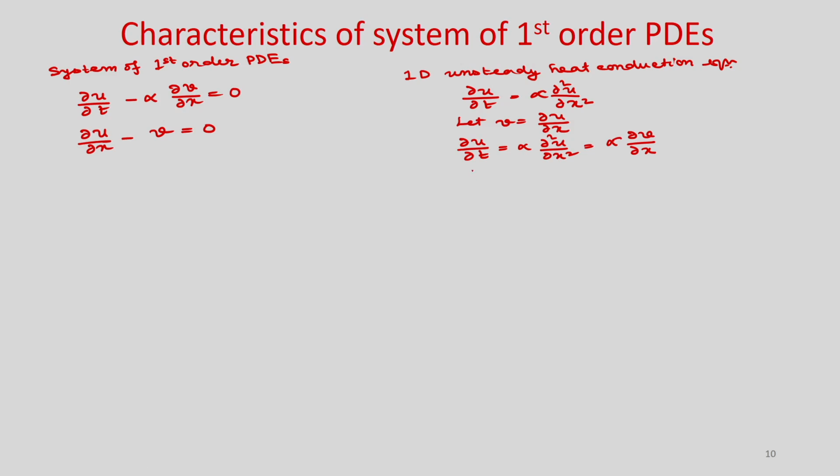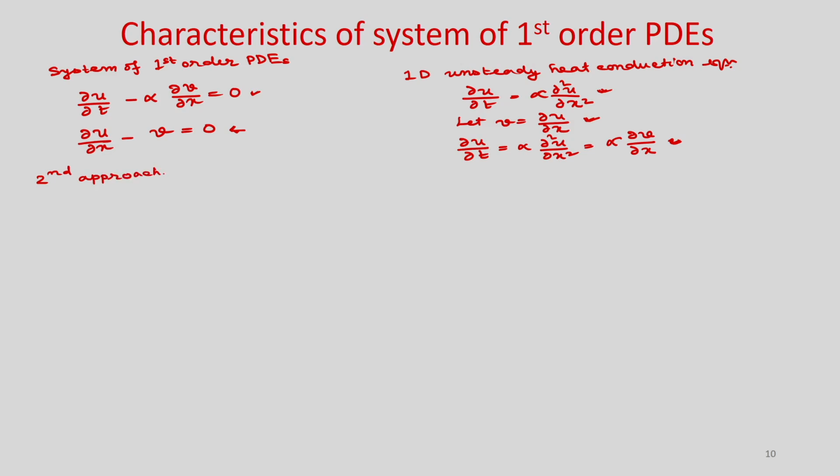So, that means you are getting one equation, which we have written, ∂u/∂x − v = 0, and another equation we have written, ∂u/∂t − α ∂v/∂x = 0. So, that means this one dimensional unsteady heat conduction equation we have actually written as a set of two PDEs. Now considering these two PDEs, let us use the second approach.